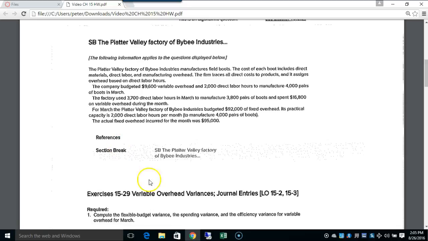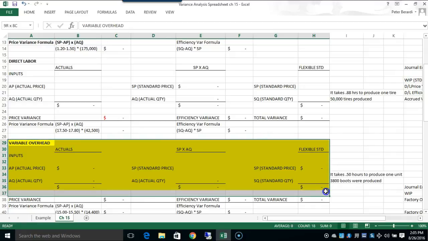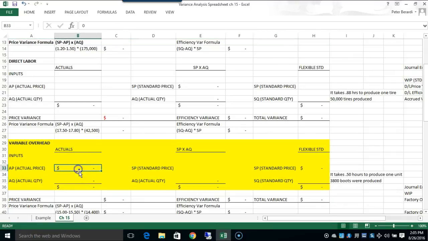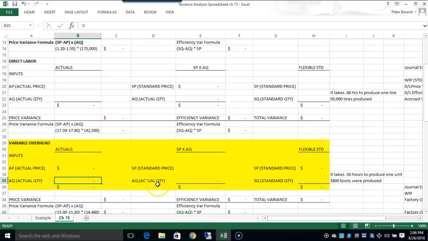So let's see what we have here. If we go to our spreadsheet and just focus on the variable overhead, let's see what items we can figure out quickly. It said that the factory used 3,700 direct labor hours. Because we're doing the variable overhead variance analysis, and the company assigns overhead based on direct labor hours, the input quantity for variable overhead is measured in direct labor hours, 3,700.